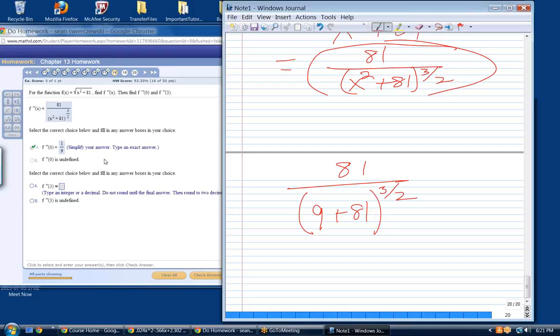Type an integer or a decimal. Do not round, and then round to 2 places. So what is 81 divided by 9 to the 3/2? 0.09. What'd you get? 0.09. I just did it in my calculator.